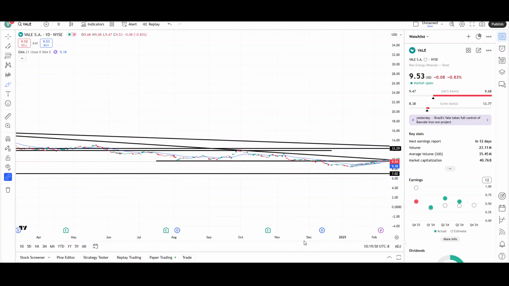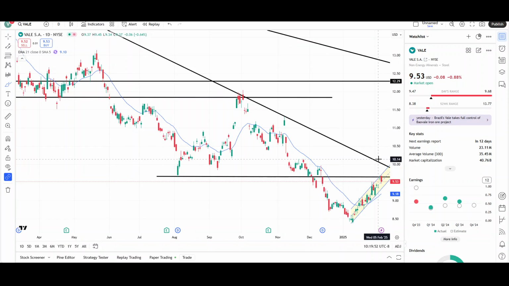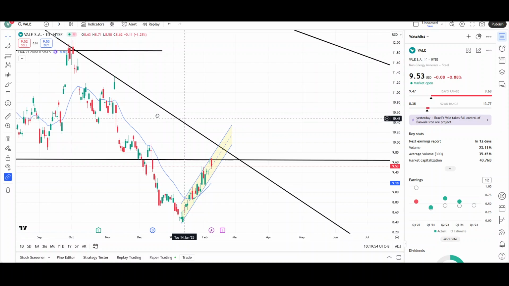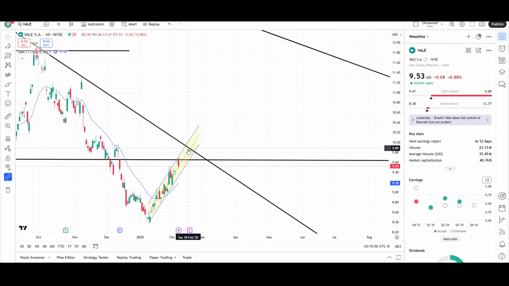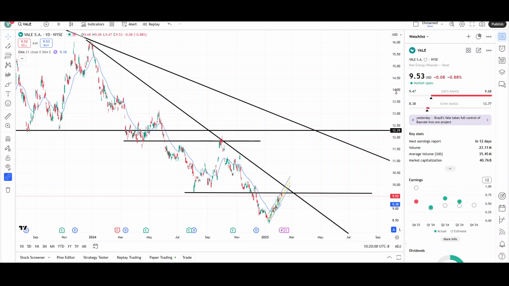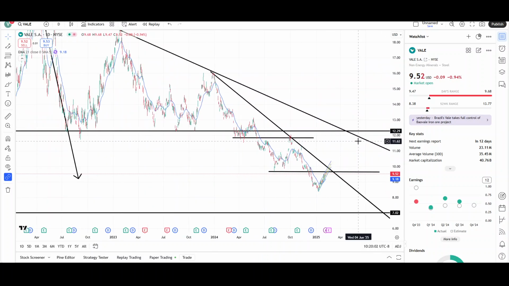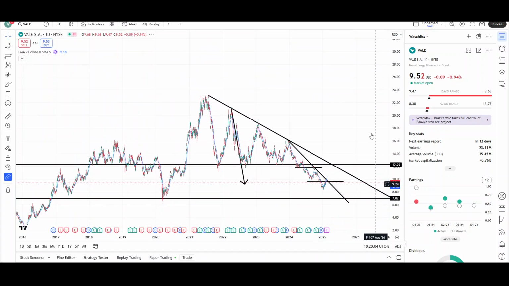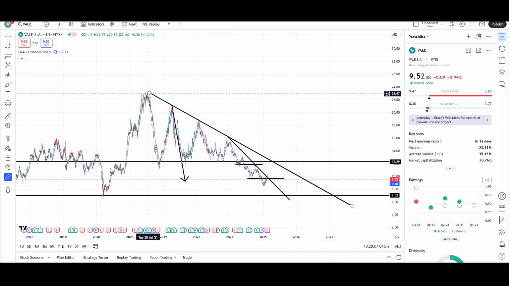But we need to see price break above the $10 level. It's the strong break above the $10 level. And then there's a good chance that this can reach the $12 level. And then if it breaks the $12 level, we can see price continue higher, probably up until the major peak right here at the $22, $23 level.